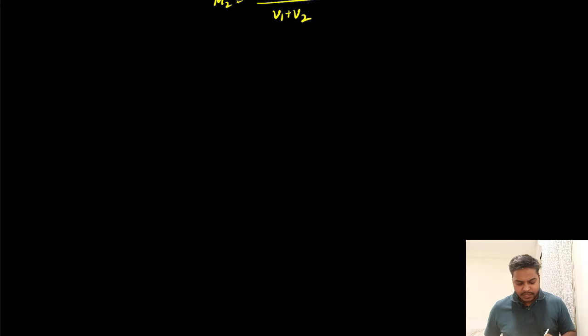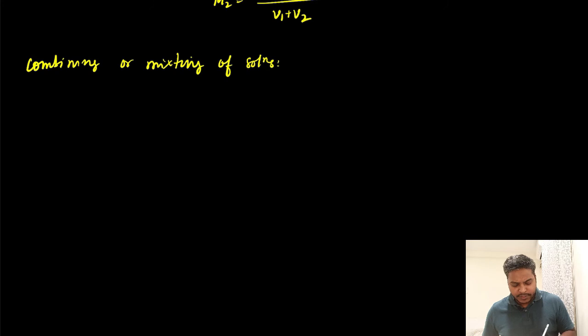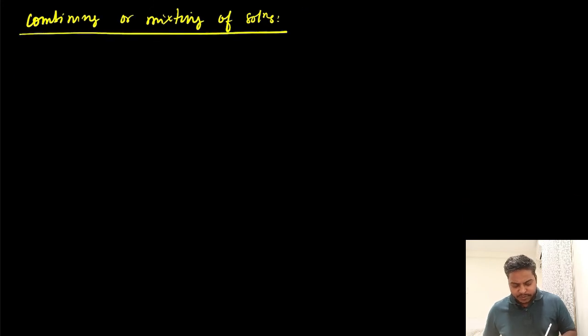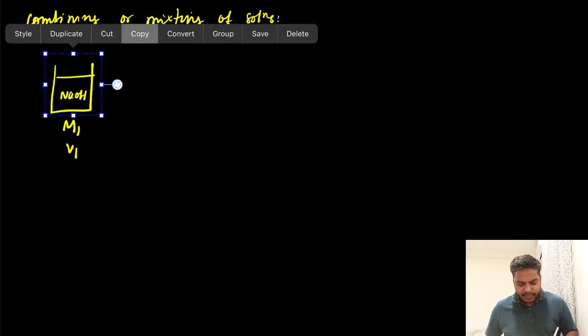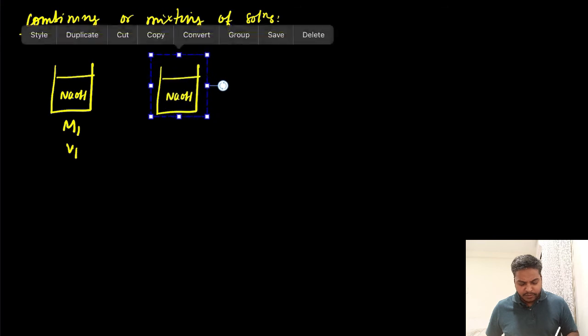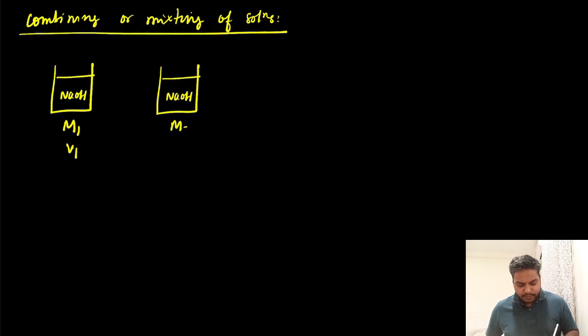After dilution comes combination or combining or mixing of solutions. Okay, so then what would happen? Suppose I take an NaOH aqueous solution, its molarity is M1 and volume is V1, and at the same time I took one more NaOH solution whose molarity is M2, volume is V2.